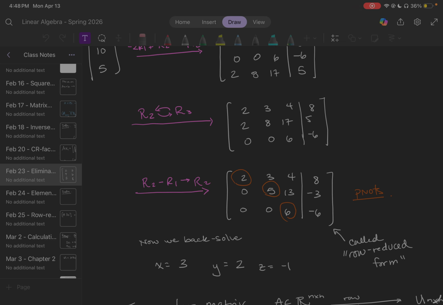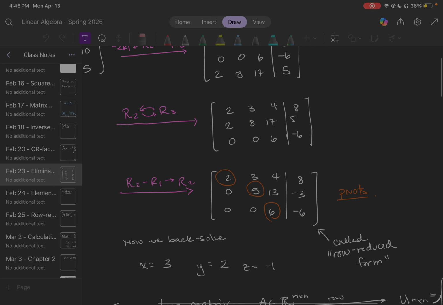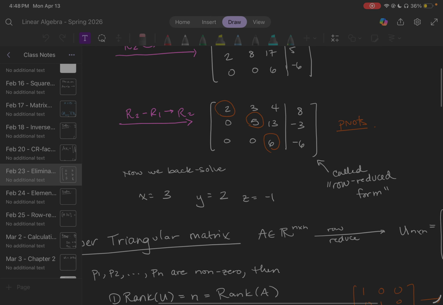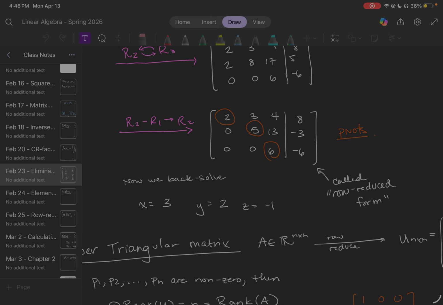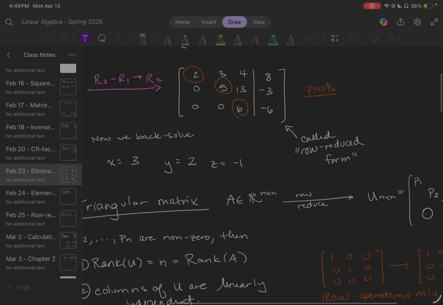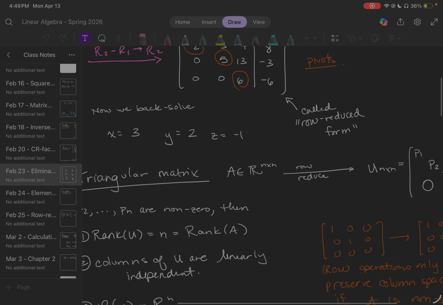And thus, that gives us our upper triangular matrix. Using this, we can back solve. Then we get z equals -1, y equals 2, and then finally, last but not least, x equals 3. Okay, this is called row reduced form.